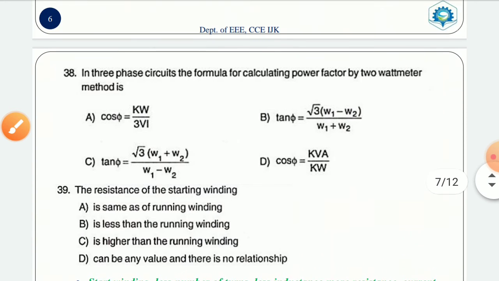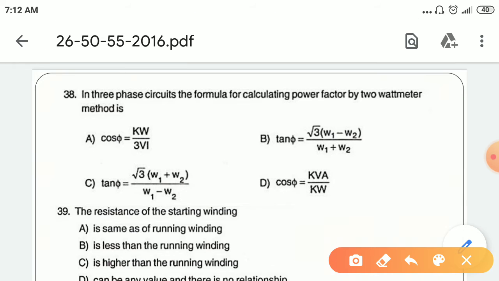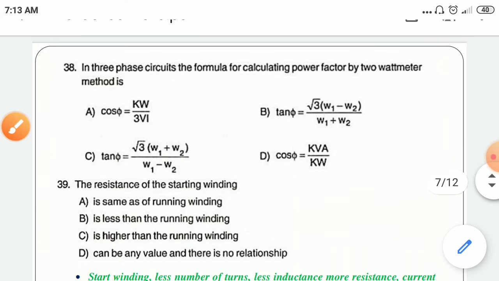Question number 38. In three-phase circuits, the formula for calculating the power factor by 2 wattmeter method is. We have studied from the first year classes how to calculate the power using 2 wattmeter method. And the answer for question number 38 becomes option B, that is tan phi is equal to √3 into (W1 minus W2) divided by (W1 plus W2), where W1 and W2 are the wattmeter readings. Let's move on to the next question.